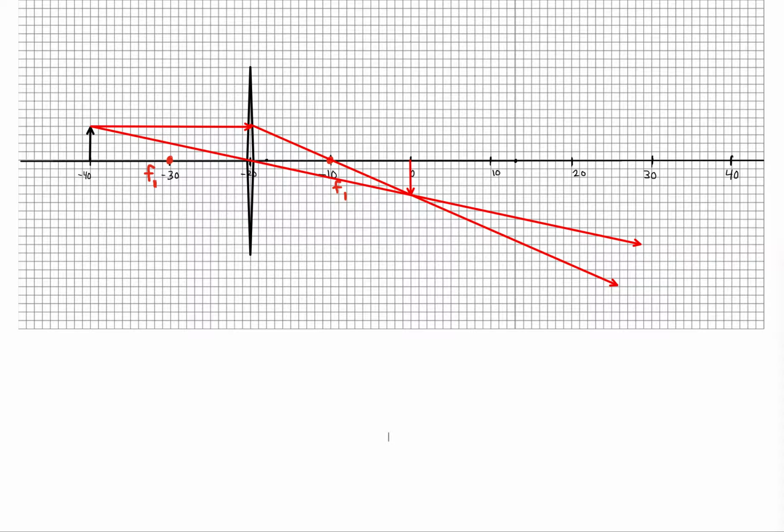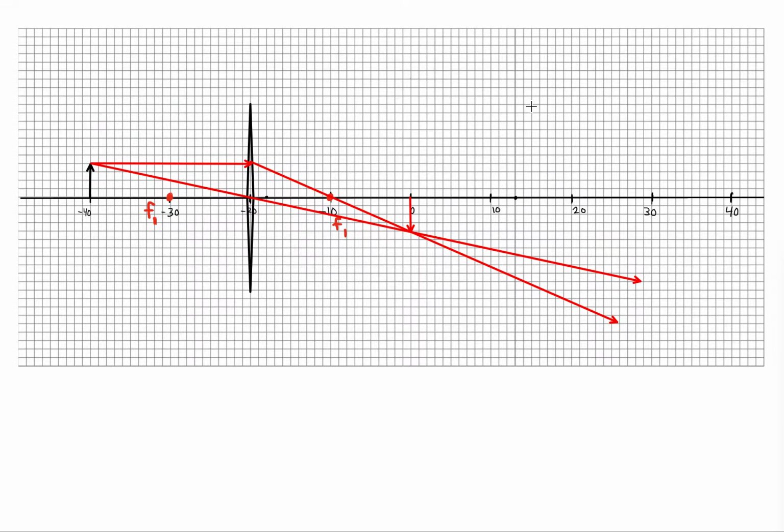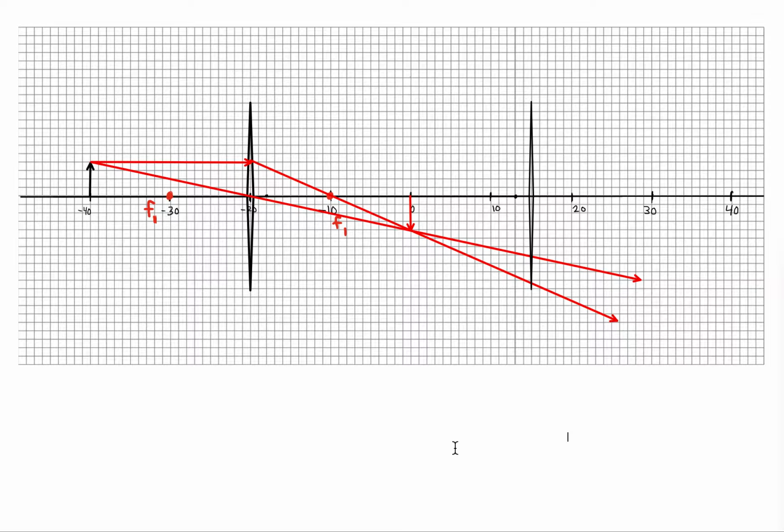Now we want that image to act as the object for a second lens. Where do I want to put my second lens? So I'm going to put it, let's say right here. And I'm going to let it have a focal length of 5. Alright, so here's a focal point, F2. Here's another one, F2.